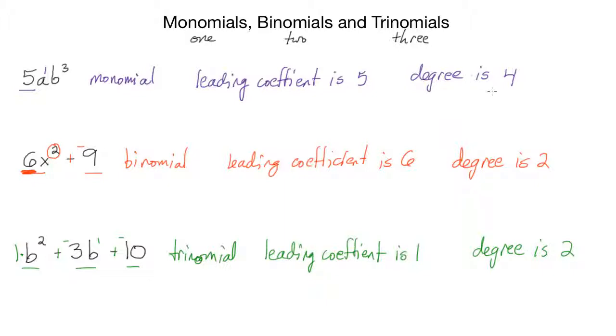And especially noticing if you have multiple variables, like in this case, a and b, the degree needs to account for all the variables in a term. Hopefully this is helpful for you as you're working with understanding polynomial terminology.